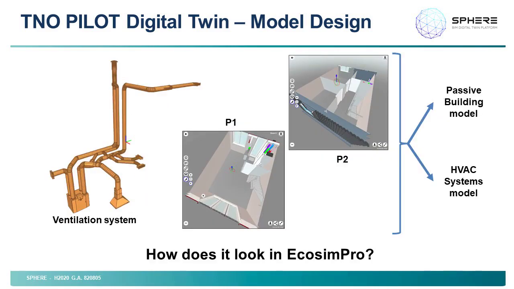The TNO pilot building is composed of 2 floors and has a ventilation dedicated system. Usually, the models are divided in passive building model and HVAC systems model. But, how does it look in Ecosystem Pro?